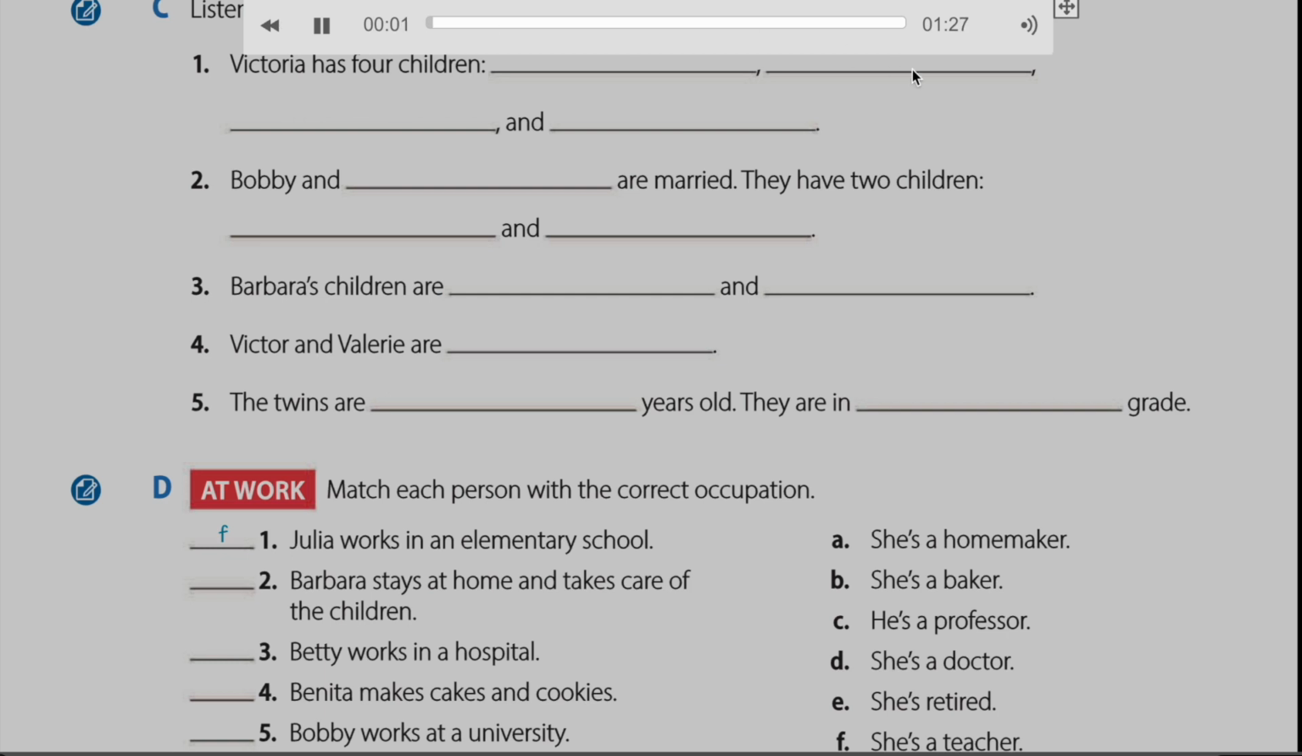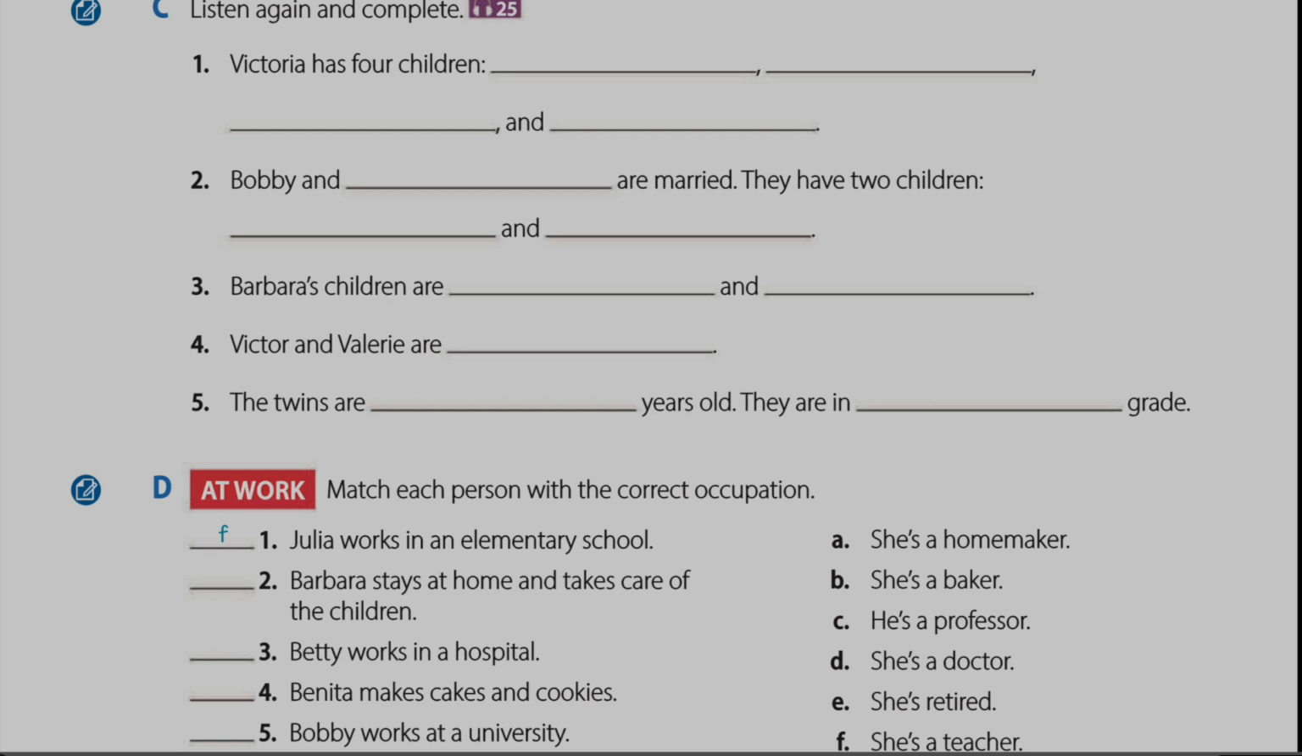Oh, Victoria, this is a great picture. Is this your family? Yes, it is. It's our family reunion at the park. Are all of these your children? Not all of them. These are my daughters, Barbara, Betty, and Benita. This tall man is my son, Bobby. Where do they live? I'm lucky. My daughters live here in Massachusetts, but Bobby lives in California with his wife, Julia. She's the woman wearing glasses.